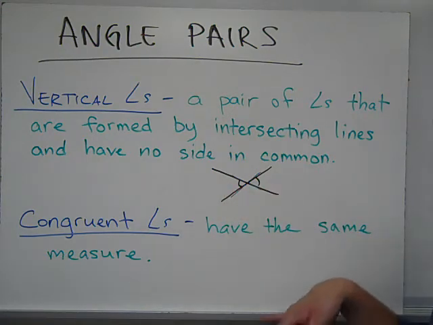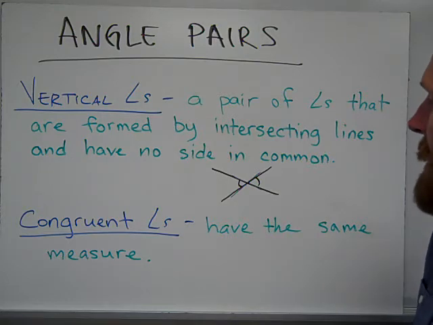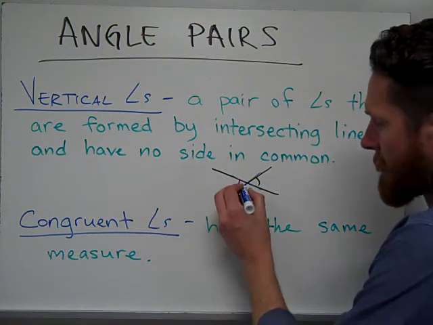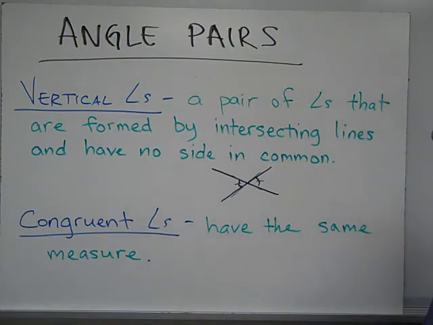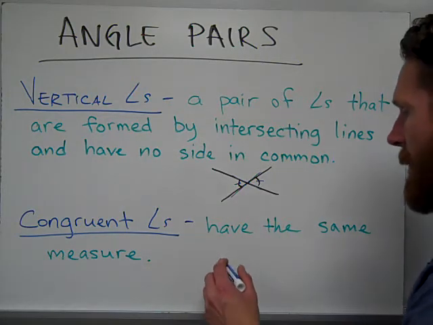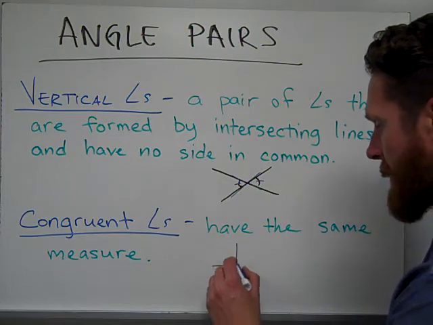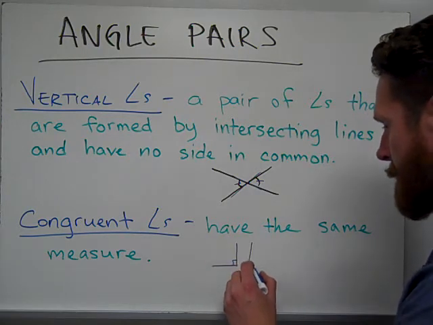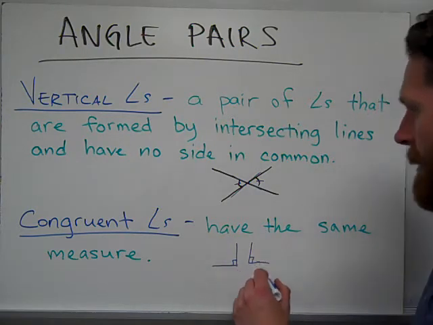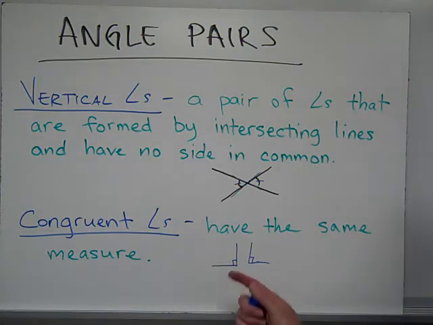Congruent angles. They have the same measure. These right here are going to be congruent as well. They're the same measurement. Okay, so basically another one I could draw is, let's say that's a 90-degree angle. Here's another 90-degree angle. They're congruent. They have the same measurement, 90 and 90. Okay.